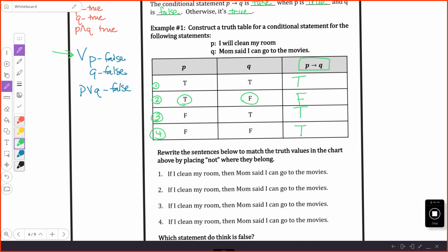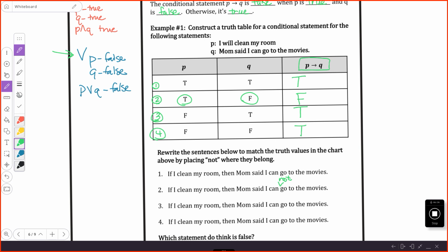So if I clean my room, then Mom said I need to make the second half of the statement, my Q statement, false. So how do we make something false again when we're doing this logic business? It was true to start with. How to make it false? Not. You use the word not. So if I clean my room, then Mom said I can not go to the movies.